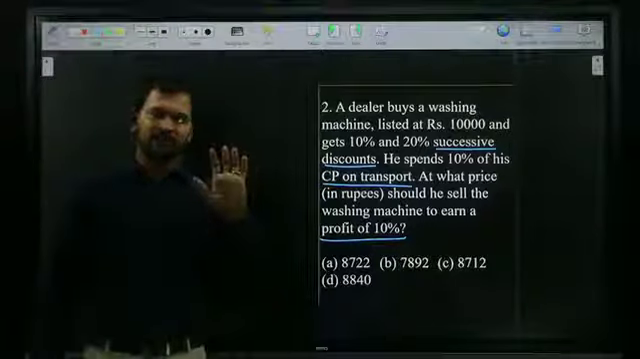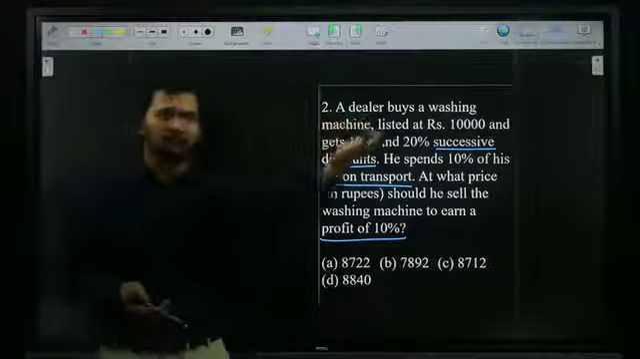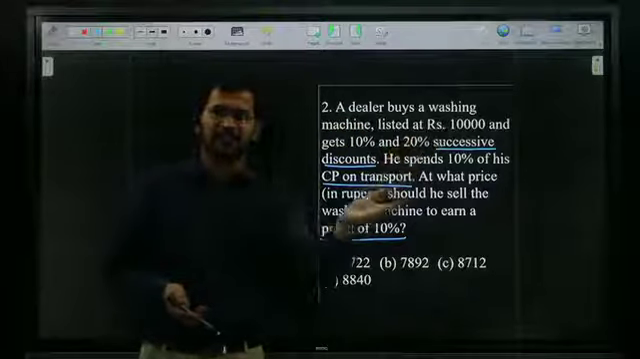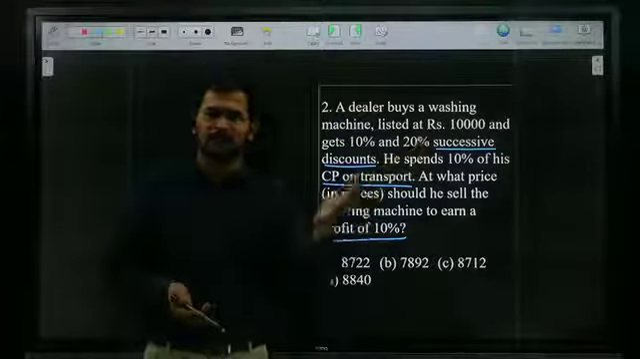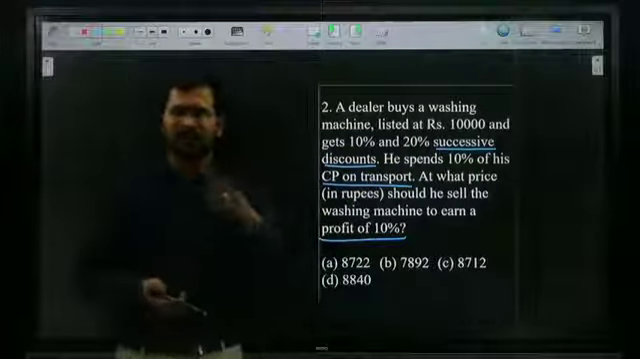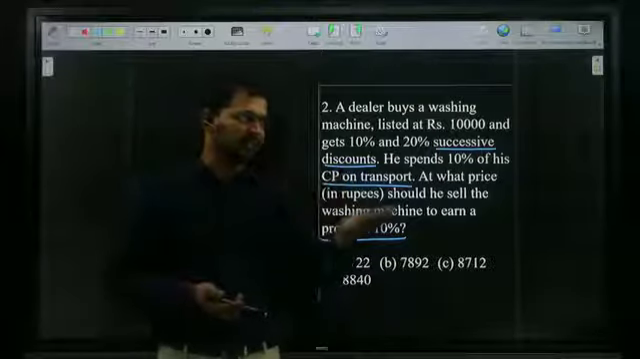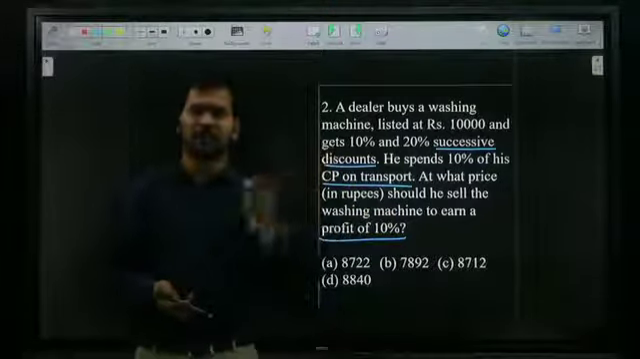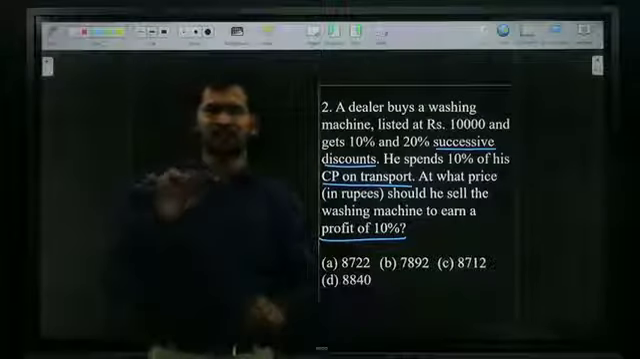Just listen, first of all I will explain orally. Here list price, MRP, is 10,000. Initially he gets 10% discount. 10% of 10,000 is 1,000. The remaining is 9,000. Second discount is 20%. 20% of 9,000 is nothing but 1,800. If you subtract 1,800 from 9,000, you get 7,200.